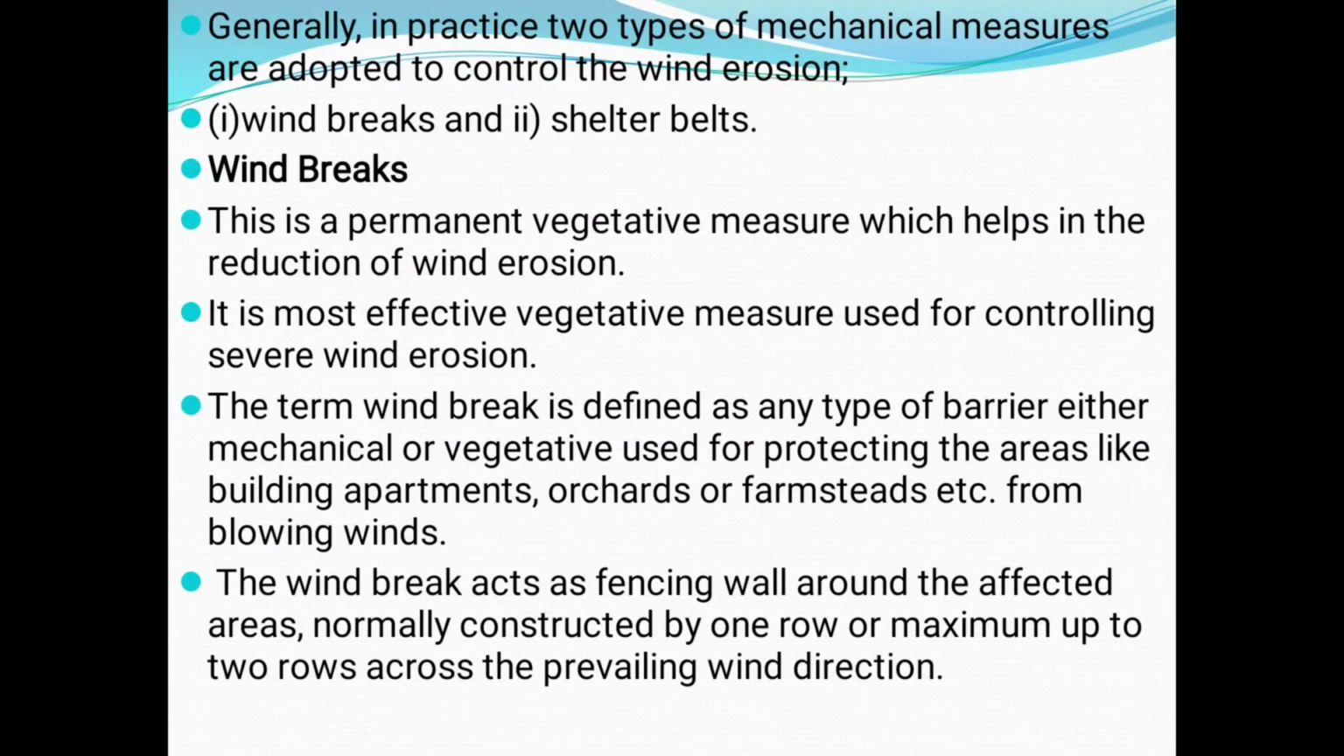It is the most effective vegetative measure used for controlling severe wind erosion. The term windbreak is defined as any type of barrier, either mechanical or vegetative, used for protecting areas like bunding, apartments, orchards or farm sheds, etc. from blowing wind. The windbreak acts as a fencing wall around the affected area, normally constructed by one row or maximum up to two rows across the prevailing wind direction.